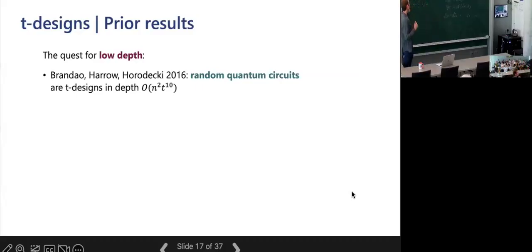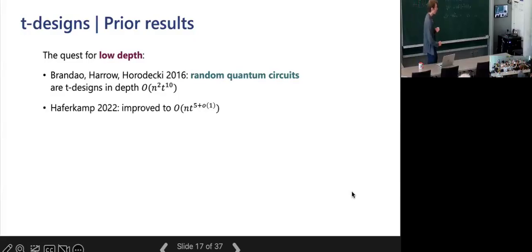And in this famous and very nice paper from 2016, Brandao, Harrow, and Horodecki proved that if you just take a random quantum circuit, some reasonable model of what a random circuit is, these will form T designs in depth n squared times t to the 10, where n is the number of qubits and t is the t from the T design. Okay, so it's a polynomial. It's not an amazing polynomial, especially the t to the 10 is not great, but it's a polynomial. But what you would really like is to get these exponents down, and in particular, you want to get the t to linear. Optimal.